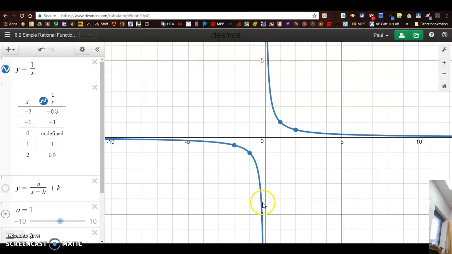Okay, can't plug in 0. Then as I plug in 1, I get 1. 1 divided by 1 is 1. 1 divided by 2 is now 1/2. So I got 1, I got 1/2. You know, if I were to go up a little bit and plug in, let's say, 1/2, for instance, notice that I get 2. 1 divided by 1/2 is 2.